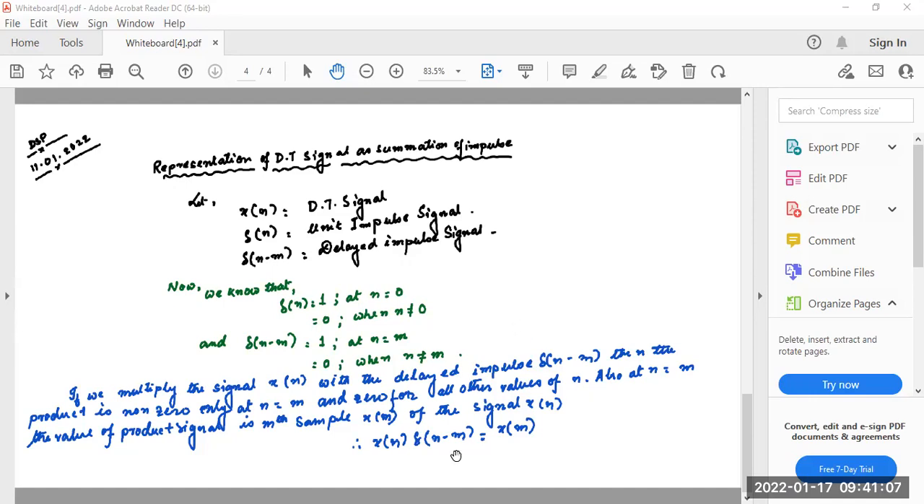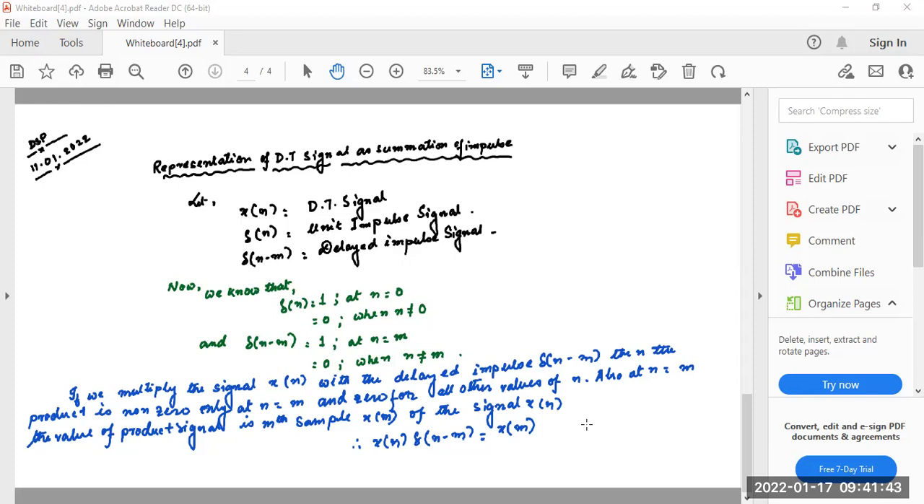So if I show you the signal, what is delta n minus m? That means delta n equals 1 for n equals 0, and at n equals m there is a non-zero value and 0 for other values. So also at n equals m, the value of the product signal is the mth sample x of m of the signal x of n. That can be told.